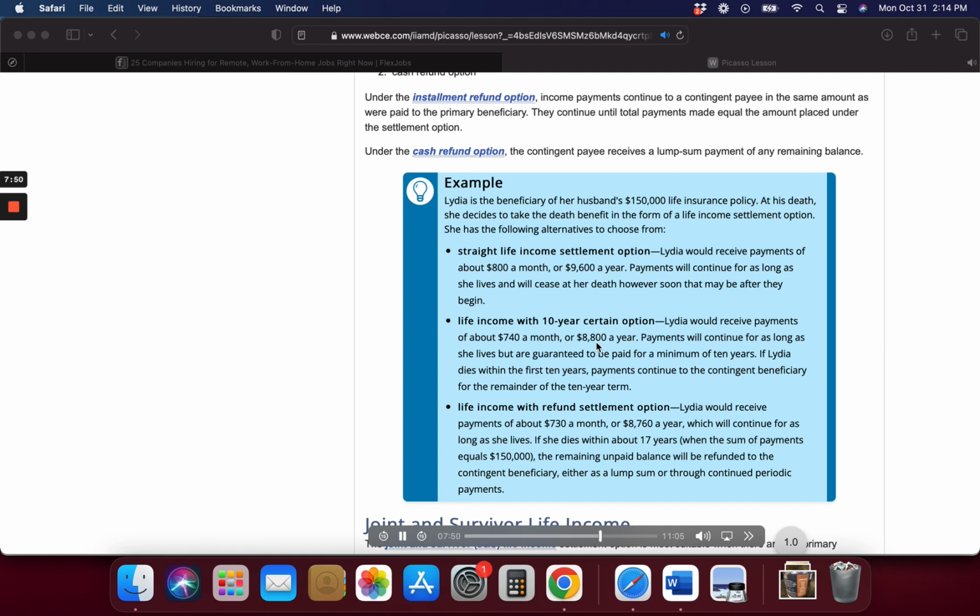Life income with refund settlement option. Lydia would receive payments of about $730 a month, or $8,760 a year, which will continue for as long as she lives. If she dies within about 17 years, when the sum of payments equals $150,000, the remaining unpaid balance will be refunded to the contingent beneficiary, either as a lump sum or through continued periodic payments.